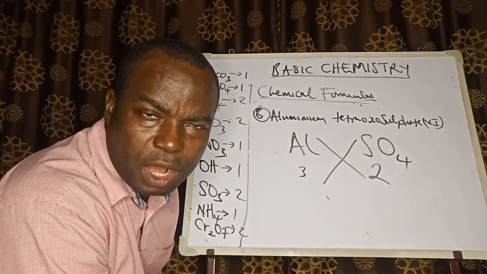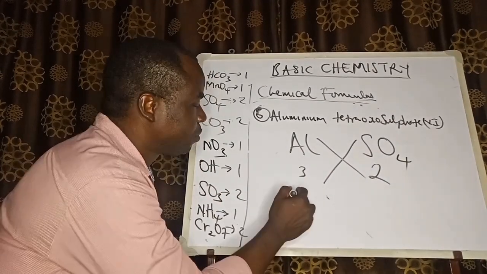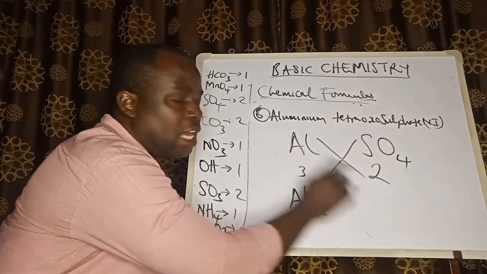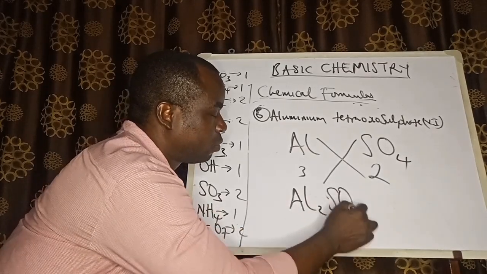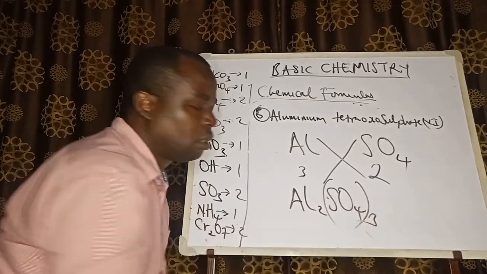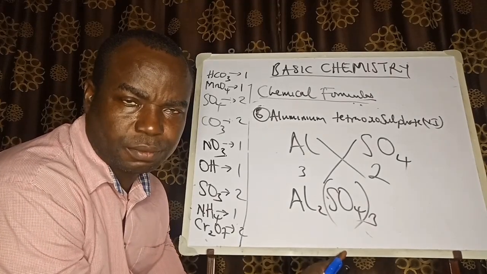Now you switch them over. So we're going to have Al2 (SO4)3.